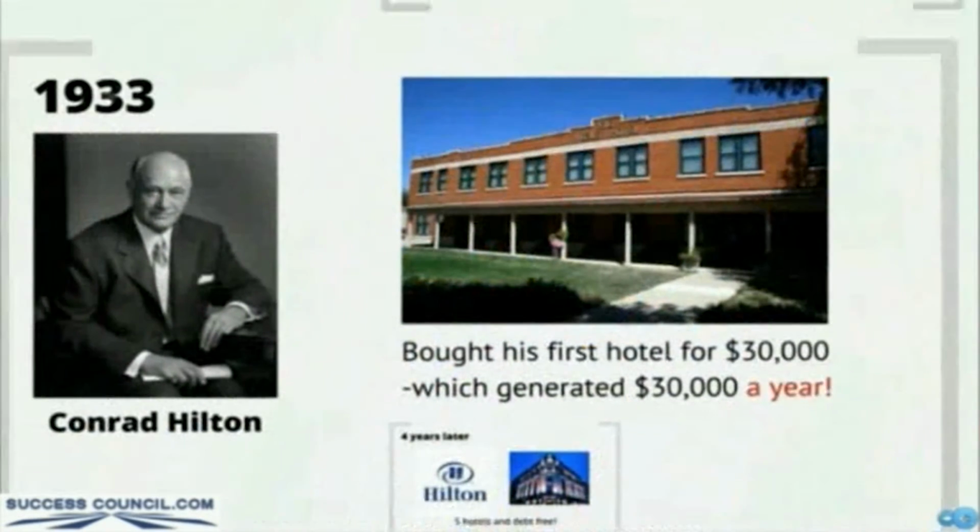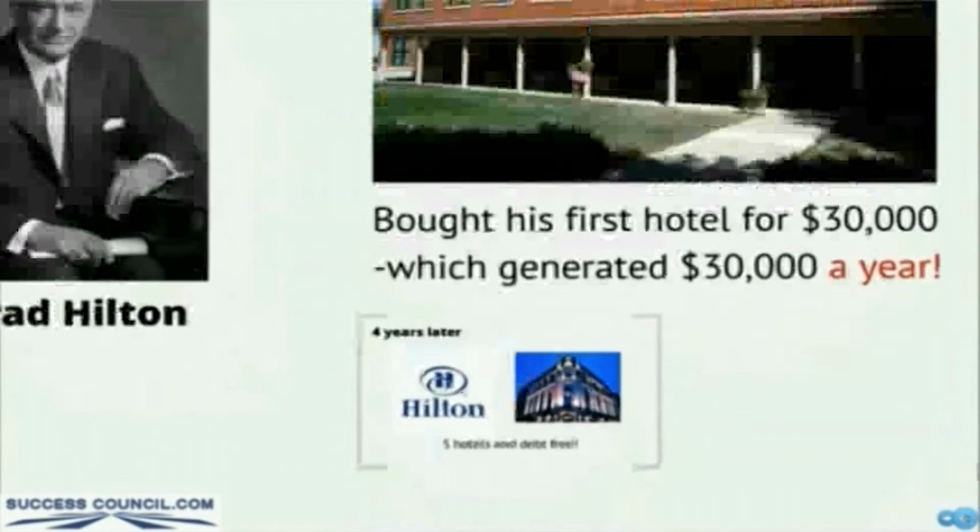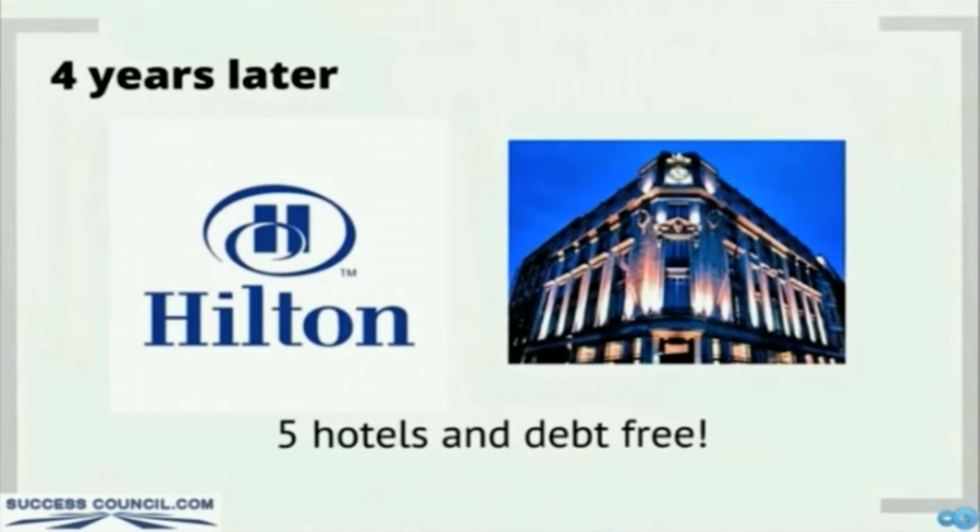In fact, you may know Paris Hilton is the heiress to the Hilton fortune. Did you know in 1933, Conrad Hilton bought his first hotel for $30,000 in the Great Depression? That hotel was generating $30,000 per year. During the Depression, it was easy to buy property that paid itself off after 1 year. Just 4 years later, he owned 5 hotels debt-free. And from there, he built one of the largest hotel chains in the world.